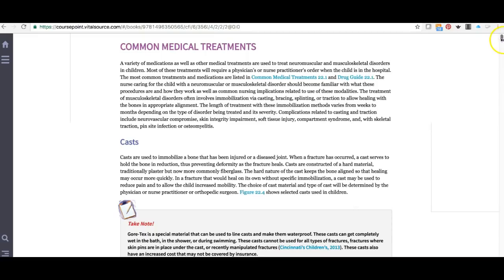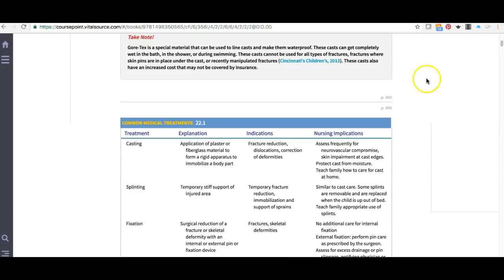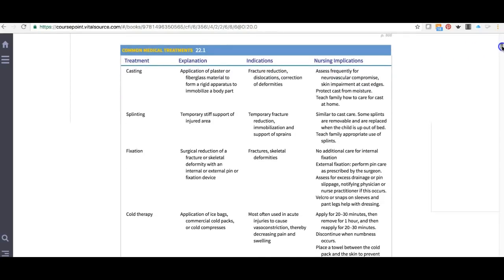All right, casts. There is a great section on cast care. They now make waterproof casts. It's called Gore-Tex, and you can swim in them. That used to be the big thing. Kids would break their arms in the summer and then they couldn't swim all summer. Well, somebody got smart and invented a waterproof cast. How long did that take? Forever. Crazy.